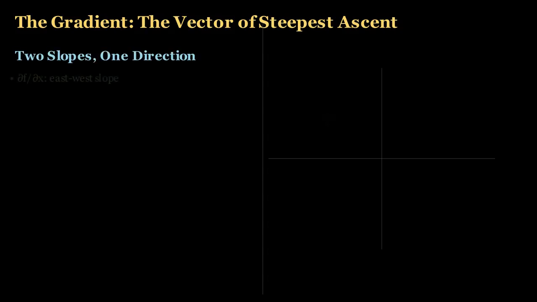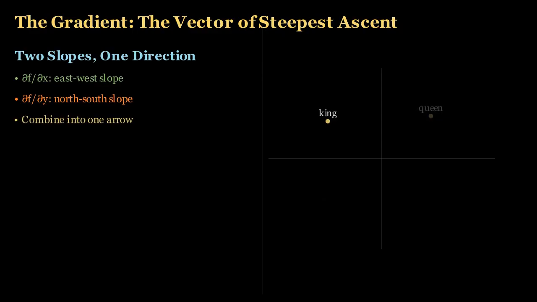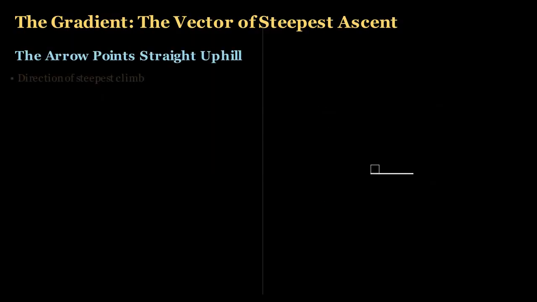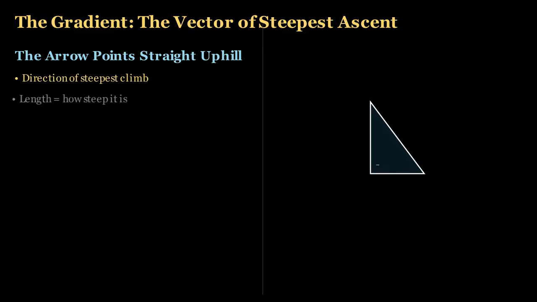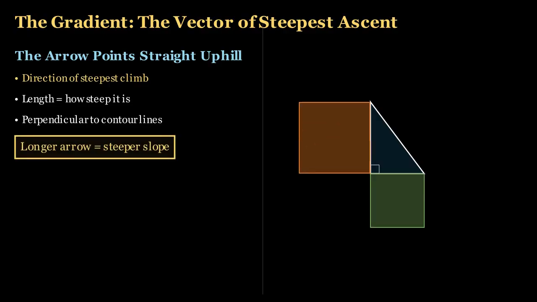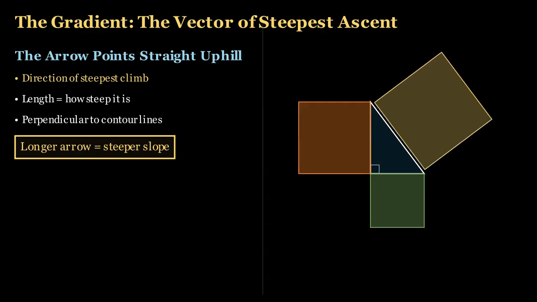We just sliced the hill to find two separate slopes. But a hiker needs one single best direction to climb. We combine the partial derivatives into a single vector, the gradient. This combined arrow points exactly where the hill rises fastest, the direction of steepest ascent. Its length tells you how steep that climb is. It always points straight across the flat contour lines.